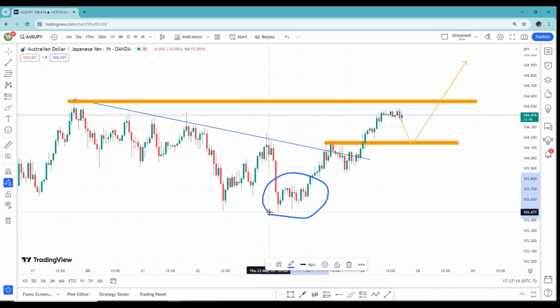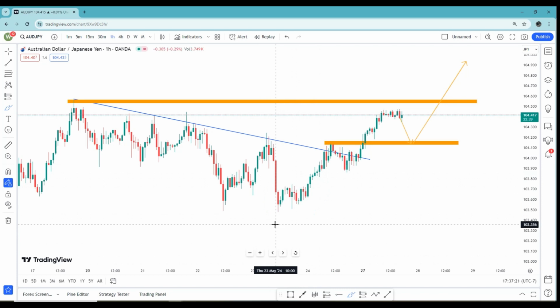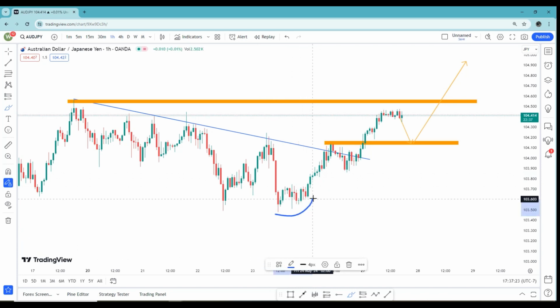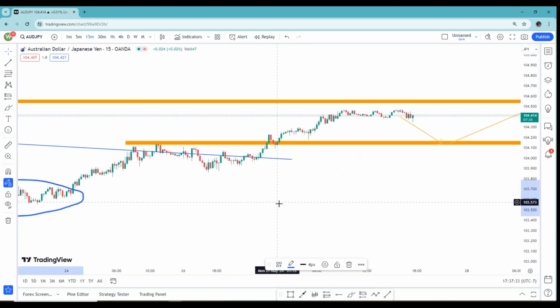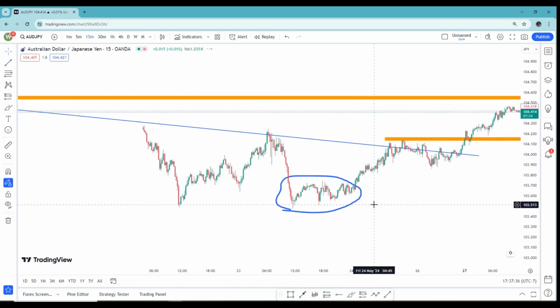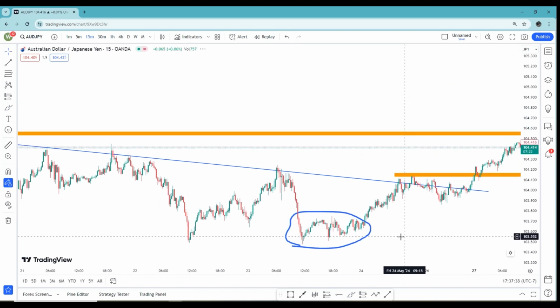We're going to get the confirmations on the lower time frame. Let me clear this very well. This is all we need. If we switch to a low time frame, like the 15-minute time frame, we will see the clear confirmations that are going to allow us to enter the market.